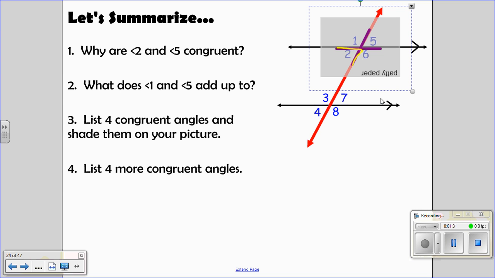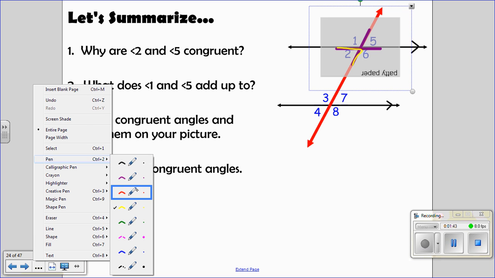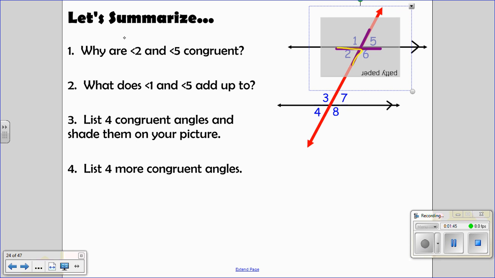The actual reason that they are congruent, or the technical reason that we're trying to get you to really recognize, is the fact that they are vertical angles. Again, vertical angles are those bow tie angles, only sharing that vertex and forming an X together. So they are vertical.